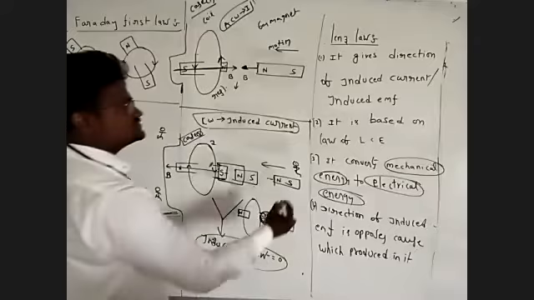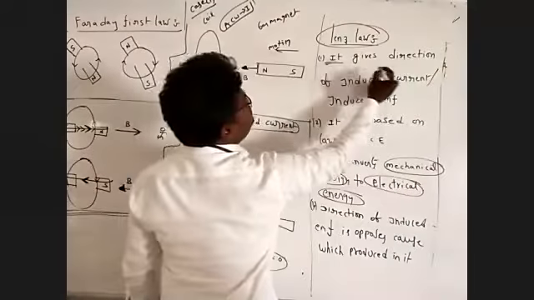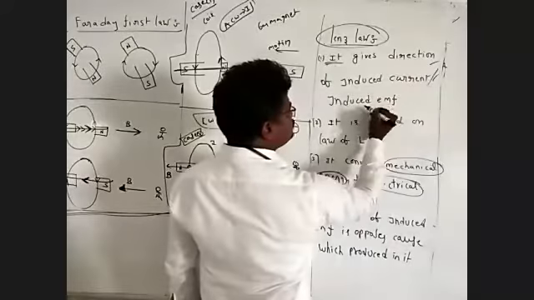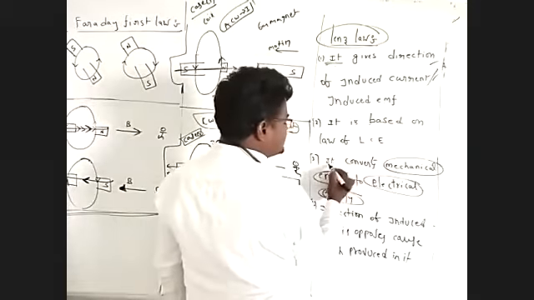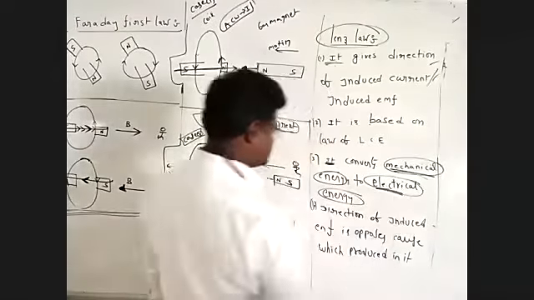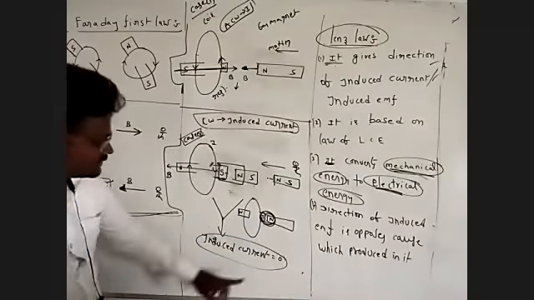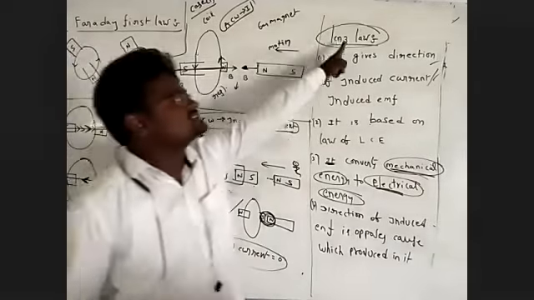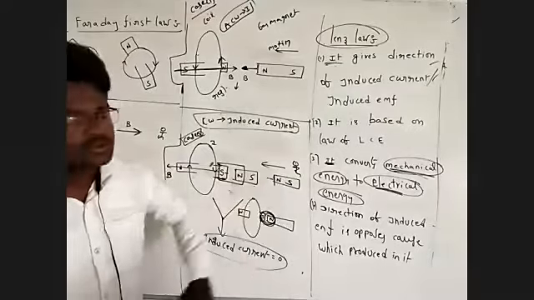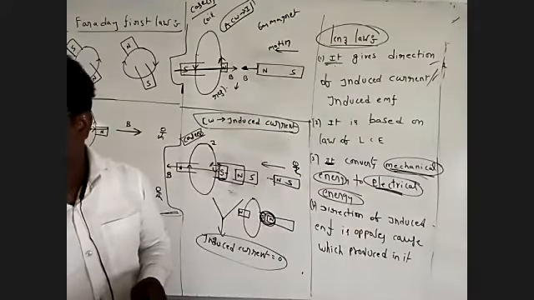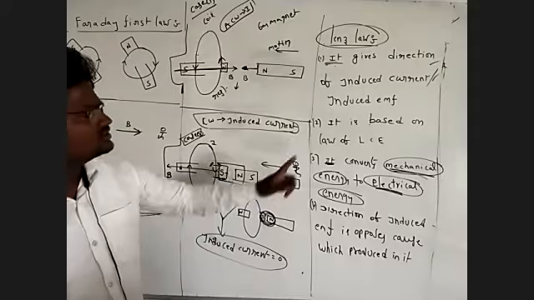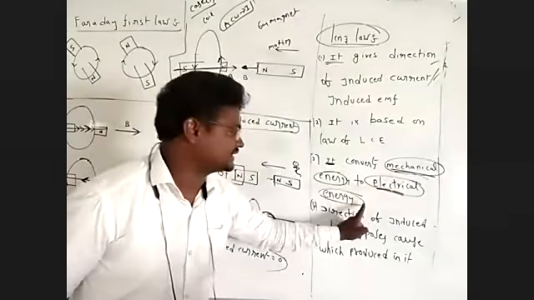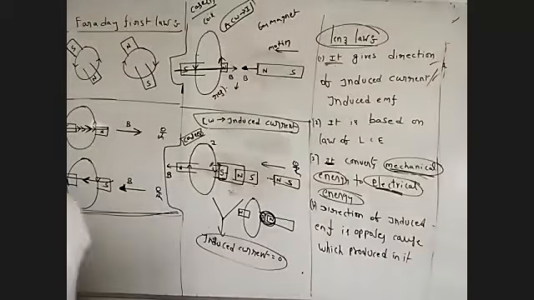Now take the situation with Lenz's law. Lenz's law gives the direction of induced current and induced EMF. It is based on the law of conservation of energy, which converts mechanical energy to electrical energy. But where is the electrical energy? Electrical energy is zero. So Lenz's law fails here, and the law of conservation of energy fails in this situation.